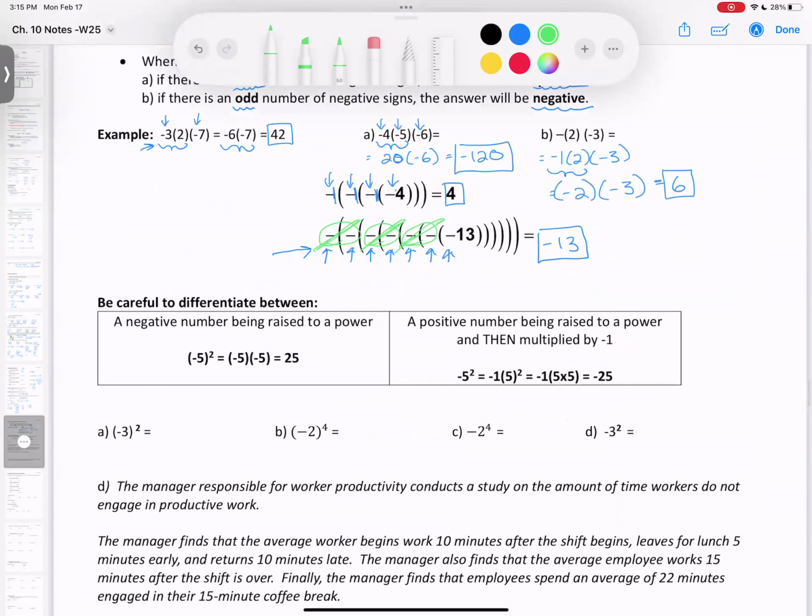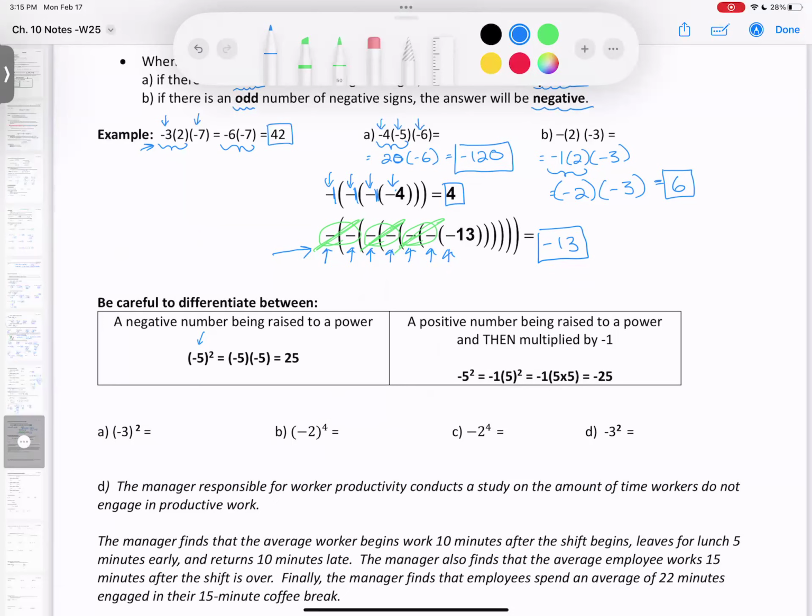Okay, another thing that's important to be careful of is thinking about powers. So if you've got negative 5 squared here, we know exponents mean we take whatever is in the bracket that's being squared, and we're going to multiply it by the number in the exponent. So here we've got negative 5. We multiply it by itself so that there's a total of 2 of those numbers. So negative 5 times negative 5, and we get positive 25.